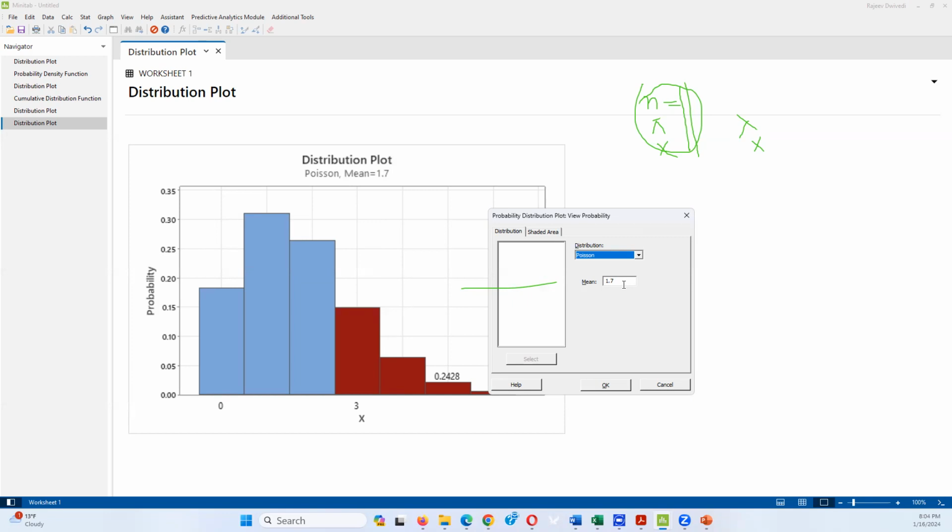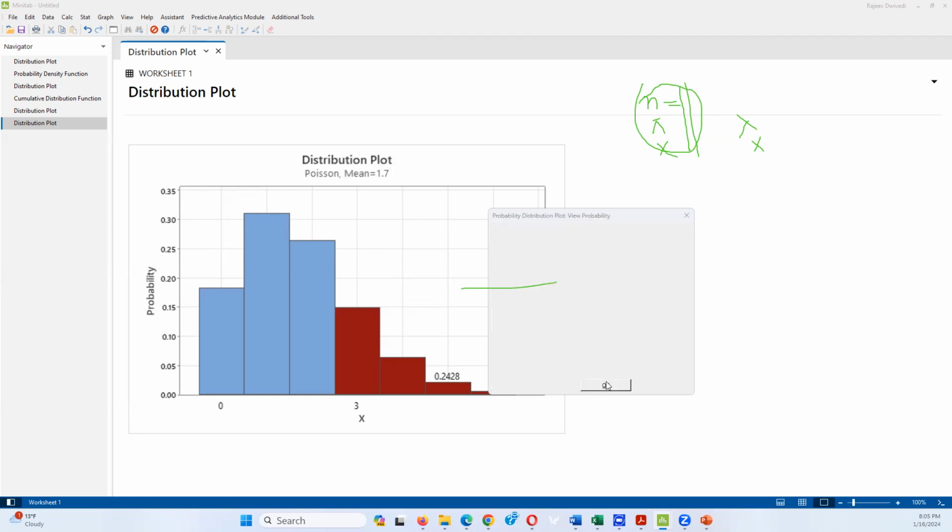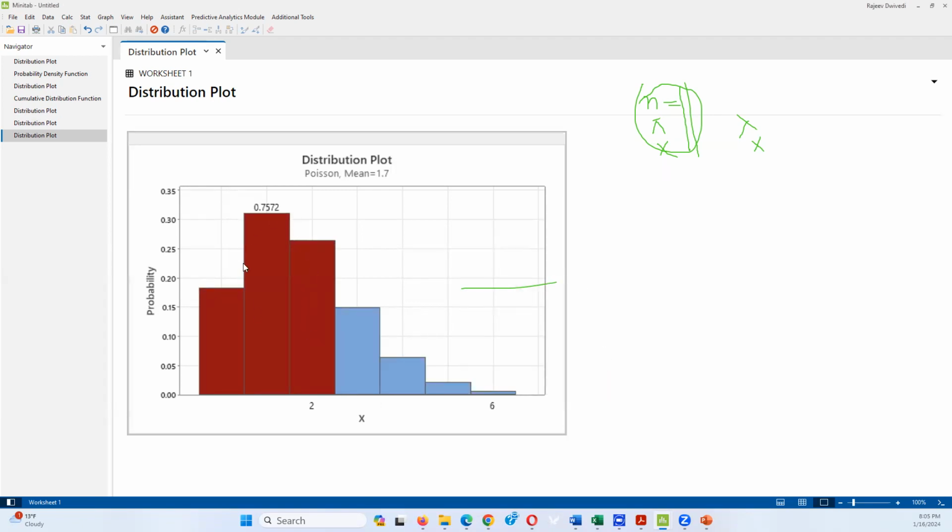Poisson distribution. What is the important item in Poisson? Which is average, mean, so I put 1.7. Now you need to decide what the X value is. X value is asking up to 2. So basically it covers the red area up to 2, because you need to see the left side. Up to 2 means left side. So here you get the value up to 2, which is about 75%.